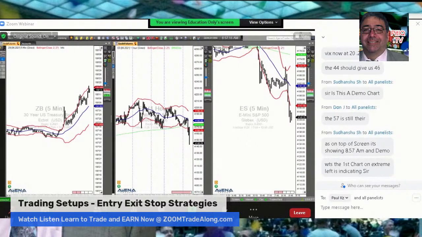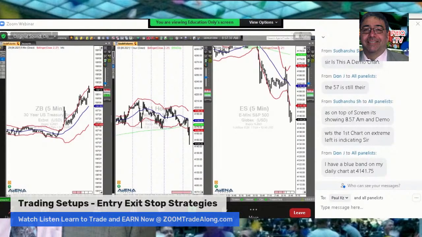The first chart on the left is a bond chart, a 30-year bond chart, followed by an hourly S&P chart, followed by a 5-minute S&P chart. So, all right, really next level of support we have is down at the 33 area.